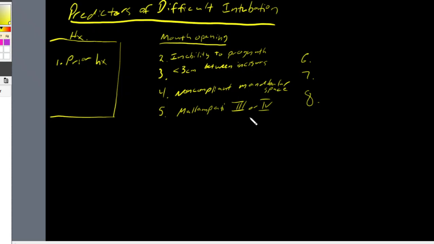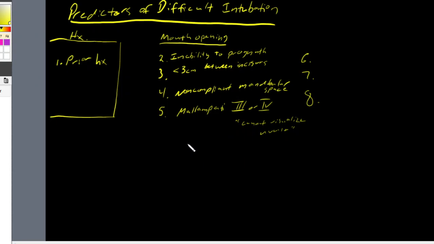Now, one thing to note is that Mallampati score has a poor positive predictive value for predicting a difficult intubation or ease of intubation if used alone. So that's why we use the Mallampati scoring system with other factors. But a Mallampati class 3 or a 4, for the purposes of this video, basically means that you cannot see the uvula. Cannot visualize uvula.